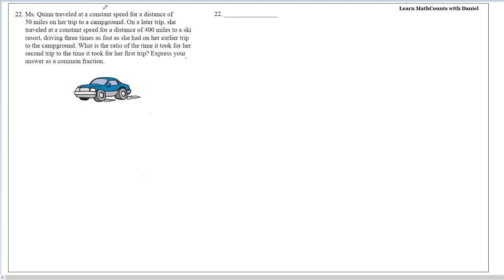Ms. Quinn traveled at a constant speed for a distance of 50 miles on her trip to a campground. On a later trip, she traveled at a constant speed for a distance of 400 miles to a ski resort, driving 3 times as fast as she had on her earlier trip to the campground. What is the ratio of the time it took for her second trip to the time it took for her first trip? Express your answer as a common fraction.